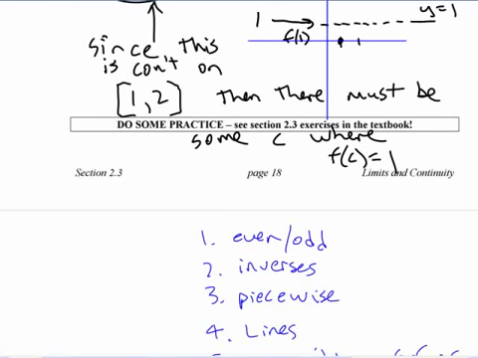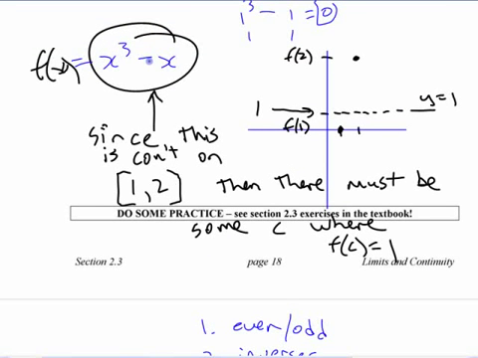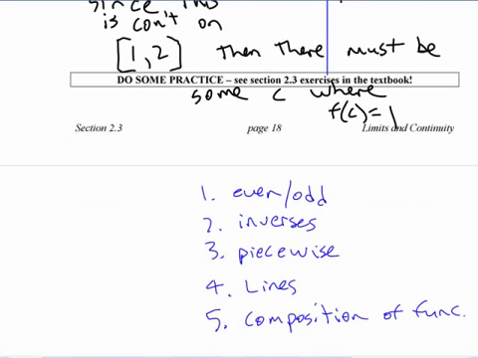Of course, you can go on your calculator and just plug in y1 equals x cubed minus x, put in y2 equals 1, and find the intersection. I won't bore you with those details. Any questions about continuity?